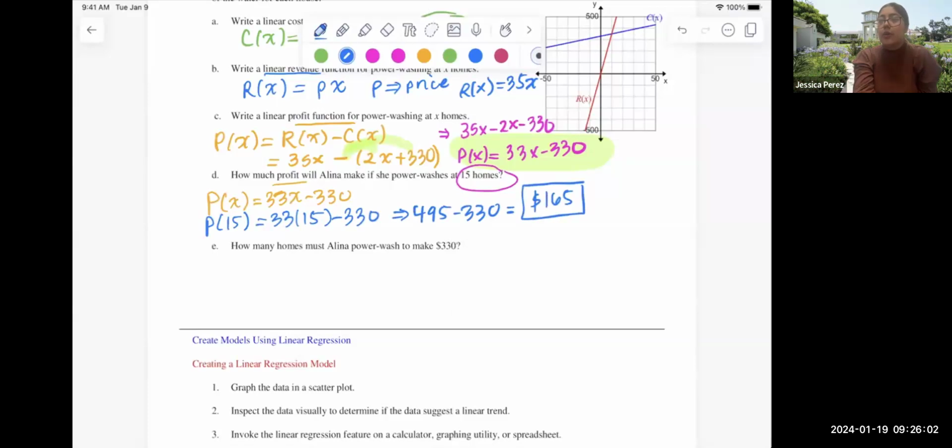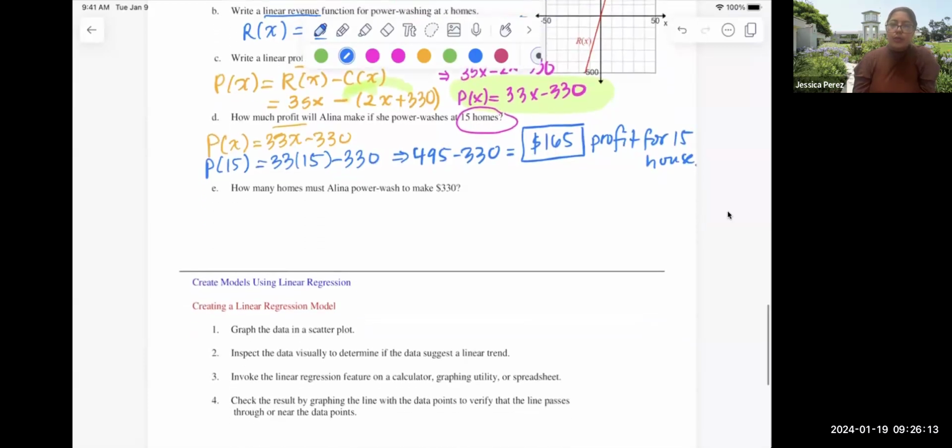That's how much money she's going to be making. And this represents profit for the 15 houses, because the more that she cleans, the more money she'll get. And then let's look at the next one.